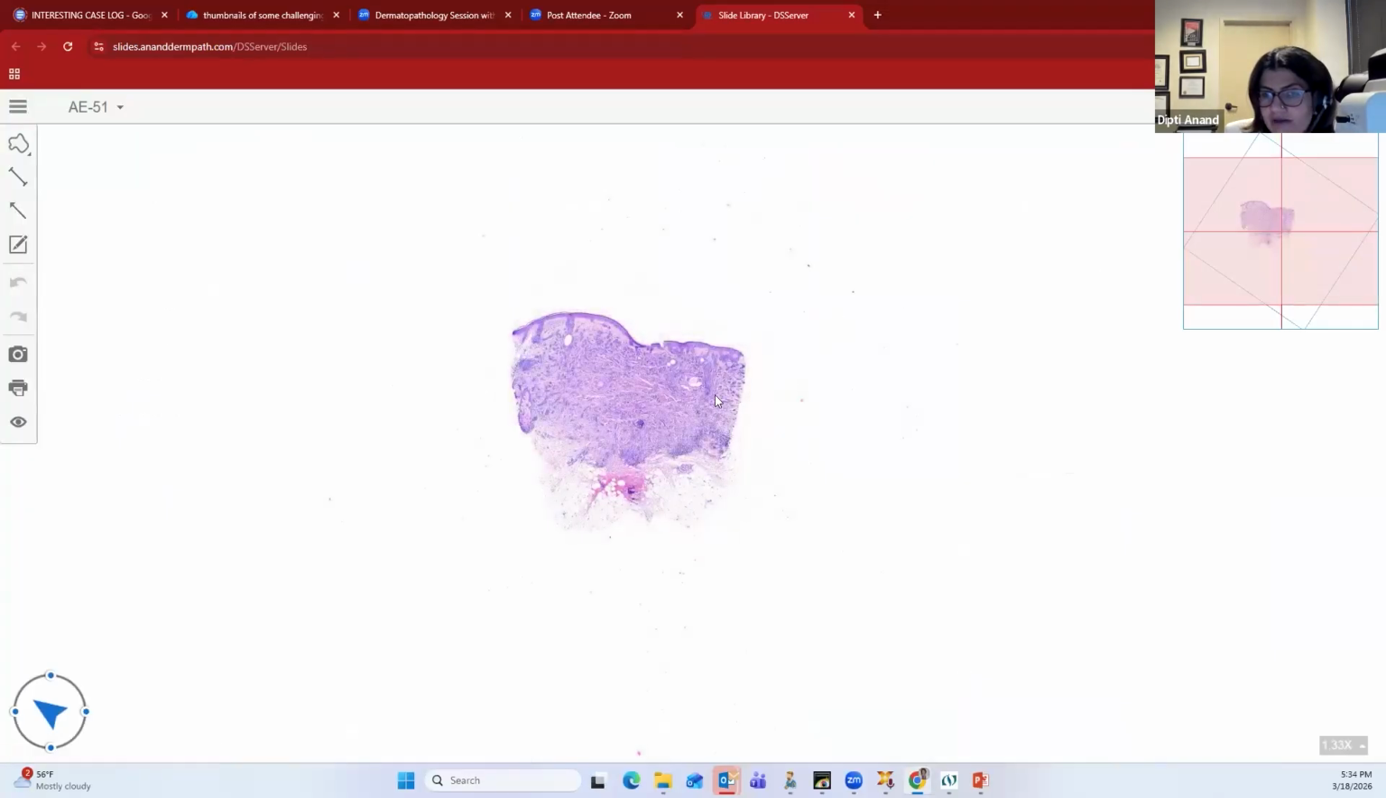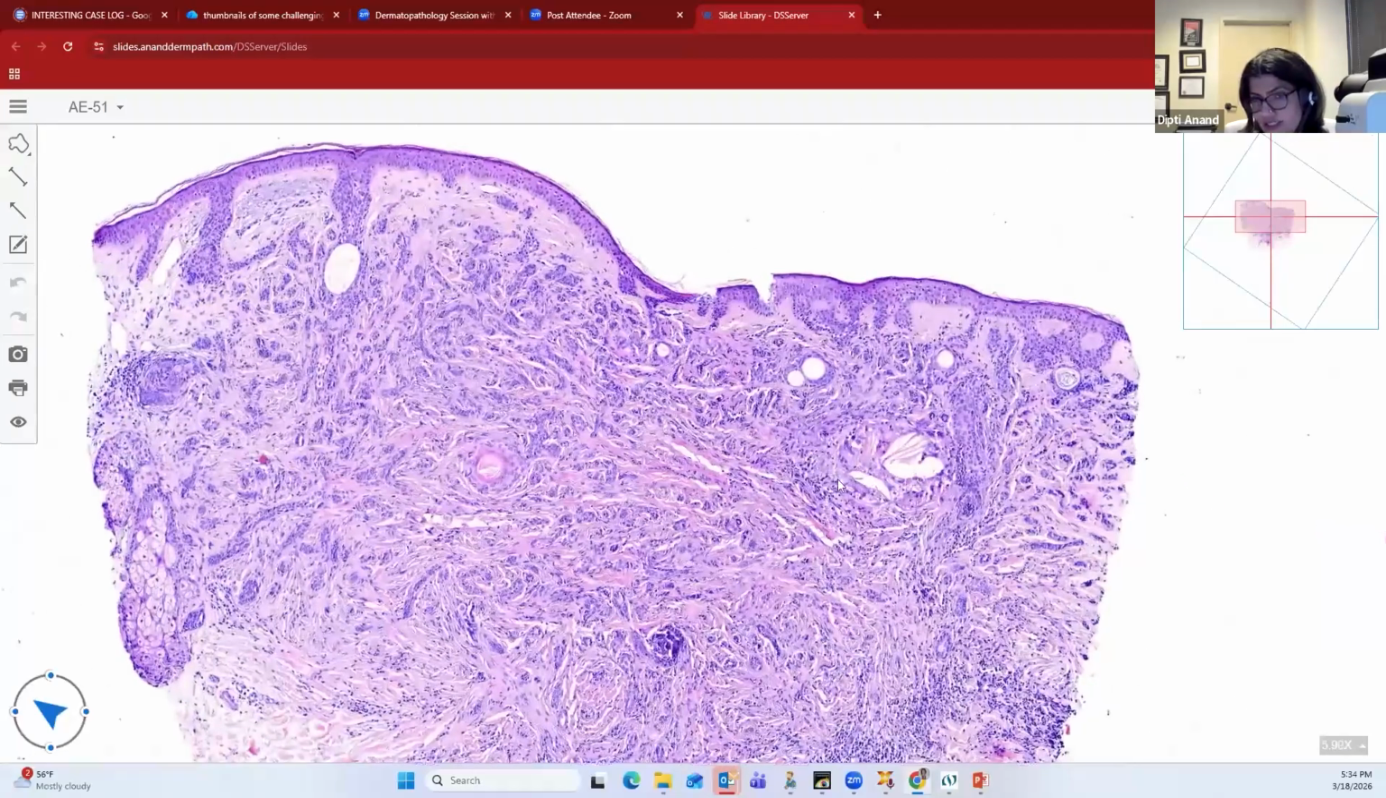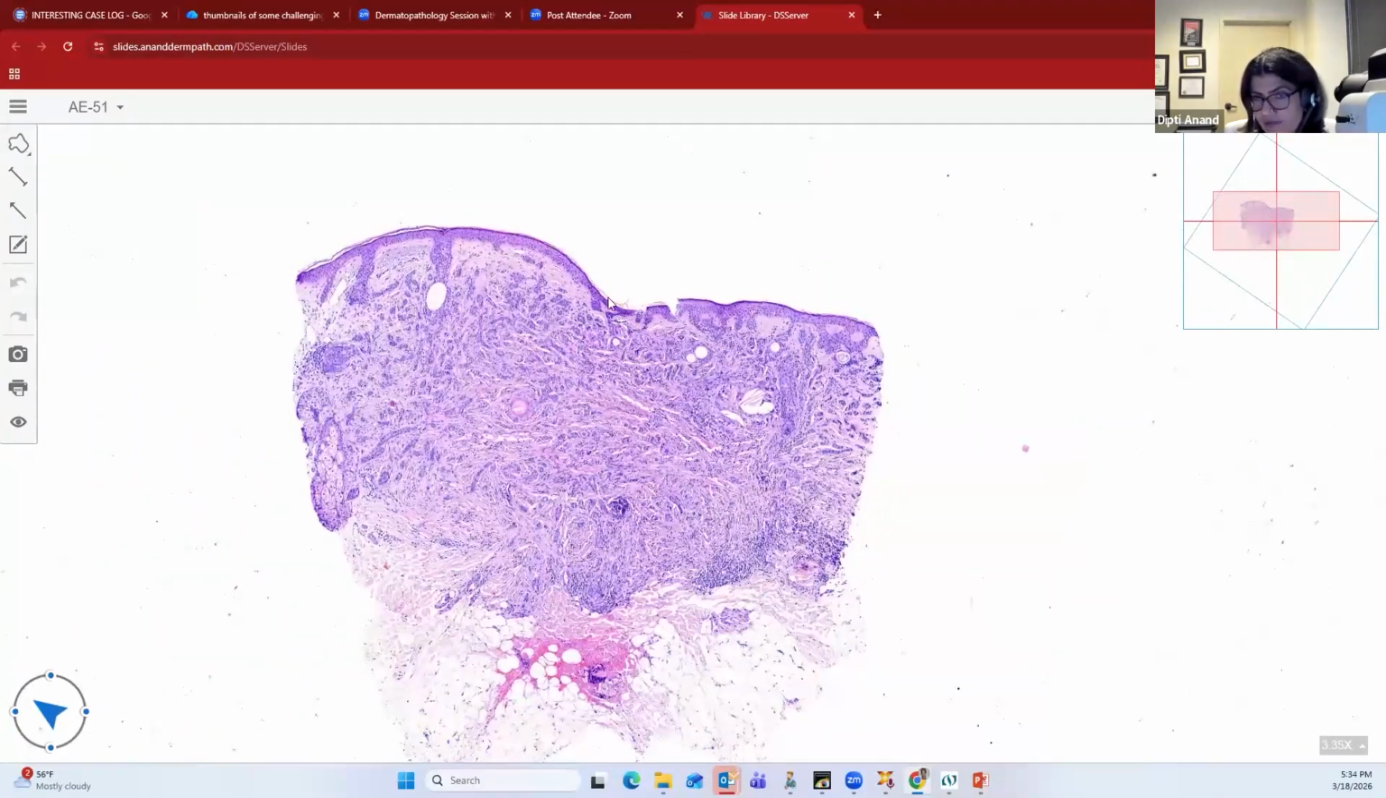So syringoma is going to have the secretions, whereas the desmoplastic trichoepithelioma is going to have horn cysts and keratin. So you can see that this is a nice punch biopsy. These tumors often have a central delta. So that's a desmoplastic trichoepithelioma.